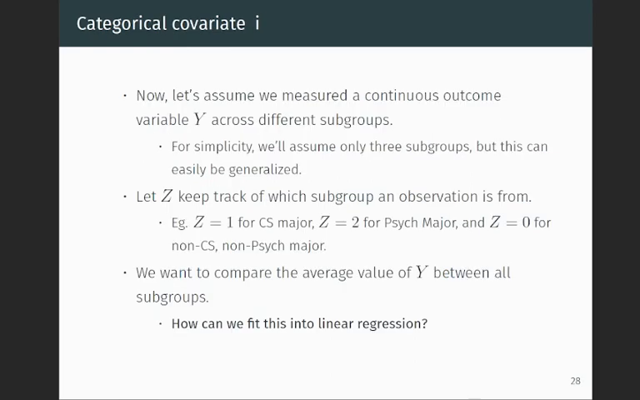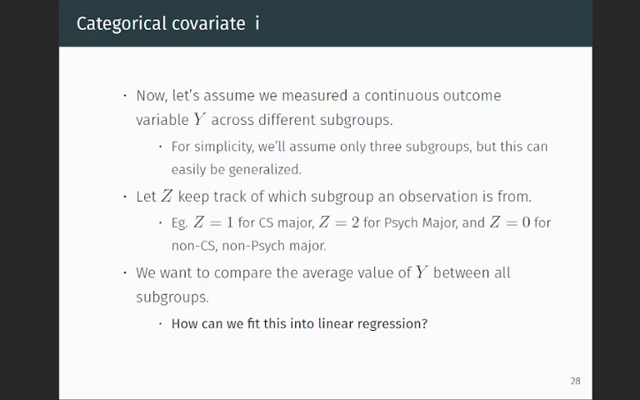Now let's look at the final level of complexity that we're going to look at for simple linear regression. And it's what happens if we have a categorical covariate. So still just one covariate, but now it's categorical and it takes more than 2 values. So let's assume that we measured a continuous outcome y across different subgroups. And just for simplicity, we'll assume that we have 3 subgroups, but we can generalize this to any number of subgroups. And let's define a variable z that keeps track of which subgroup an observation is from.